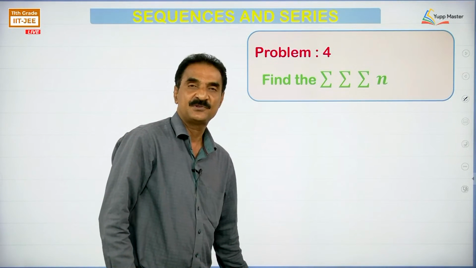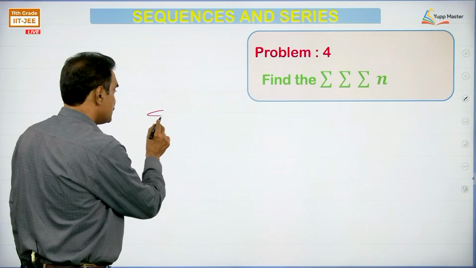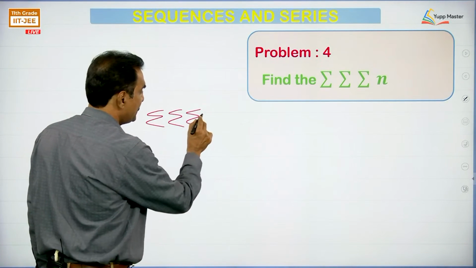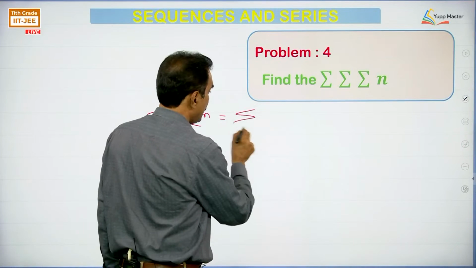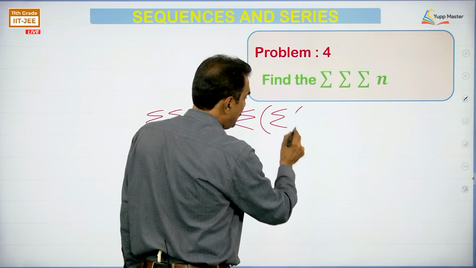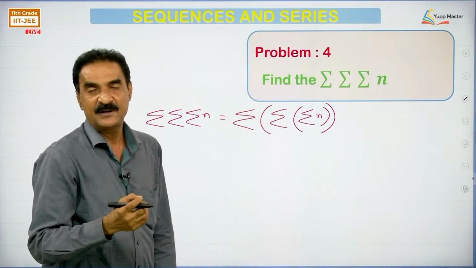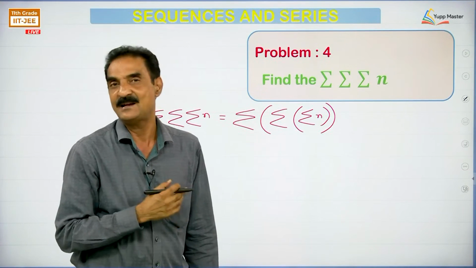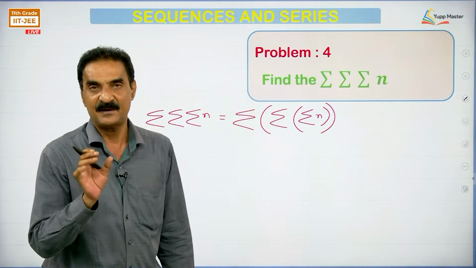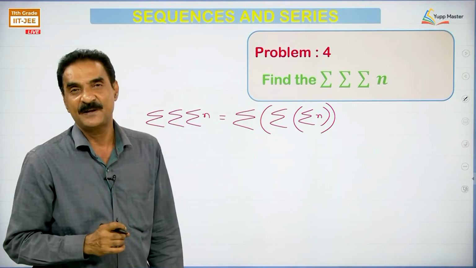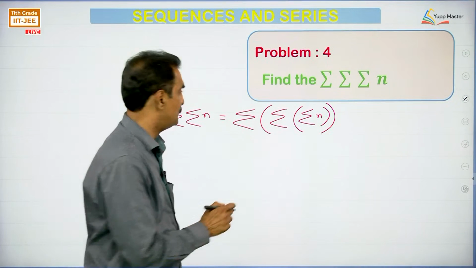This is also a simple question. Triple sigma is there. Sigma, sigma, sigma of n. You can write it as sigma of sigma n. When sigma n is there, I told you already, no need to write the limits of n. n varies from 1 to n. Wherever sigma is there containing some nth term n, we should take the limits of n as 1 to n. And we already know that sigma n is n into n plus 1 by 2.